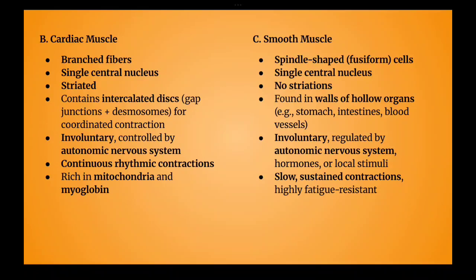Next, involuntary, which is not under our control. So cardiac muscle or the heart is not working under our own will. So it is an involuntary movement and is controlled by the autonomic nervous system. So note that the somatic nervous system is voluntary and the autonomic nervous system is involuntary movement.